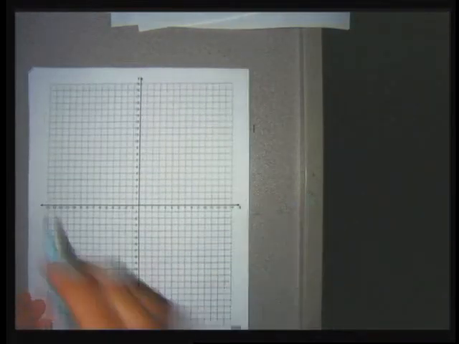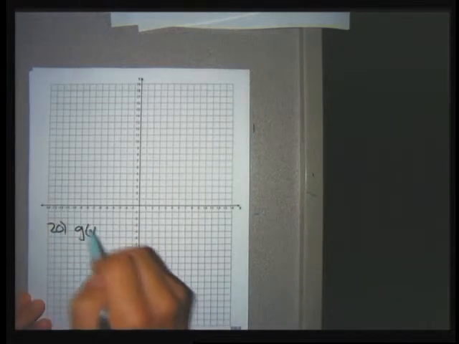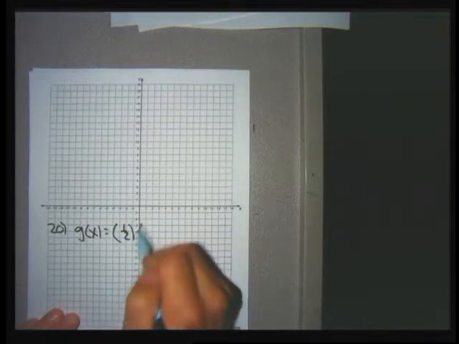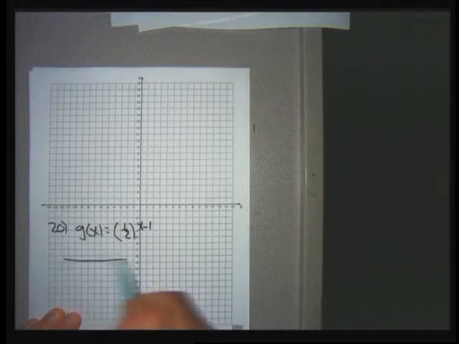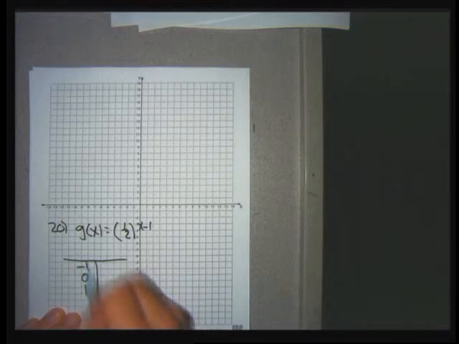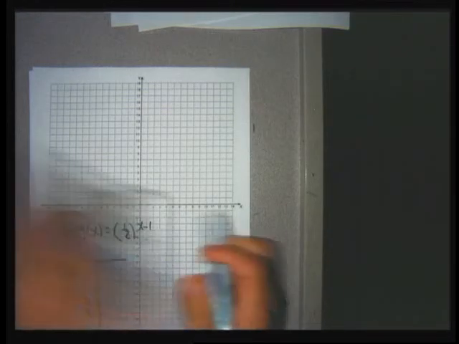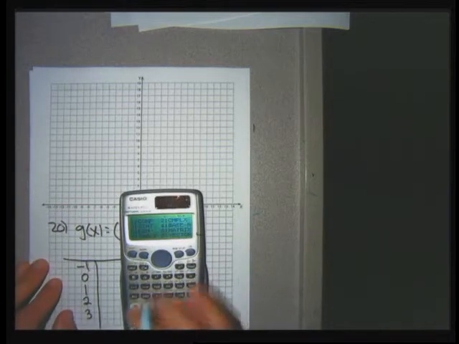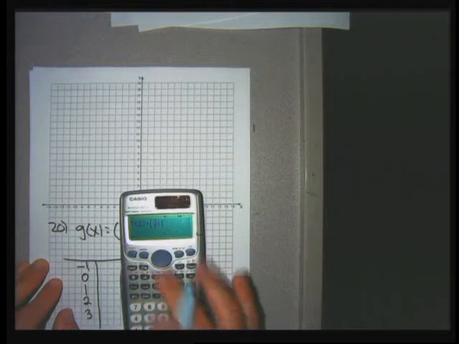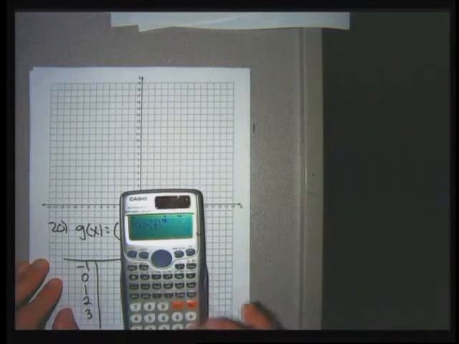Another fraction: 1/2 to the x minus 1. Still going to be backwards because of the fraction. In the middle of my x column, I'm going to put the number 1 because I'm going to change that sign, and then I'm going to go 0, -1, 2, 3. Mode 7, parentheses, fraction 1/2, parentheses, exponent, x minus 1, start at -1, end at 3, step 1.